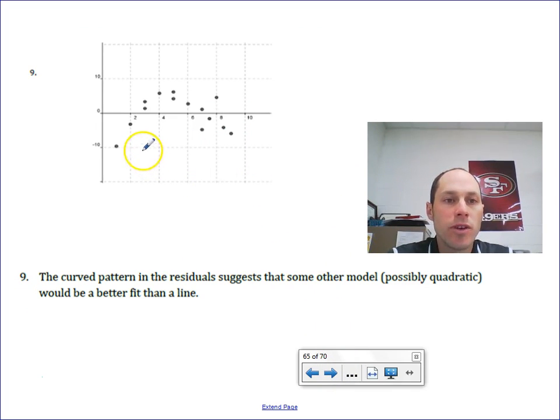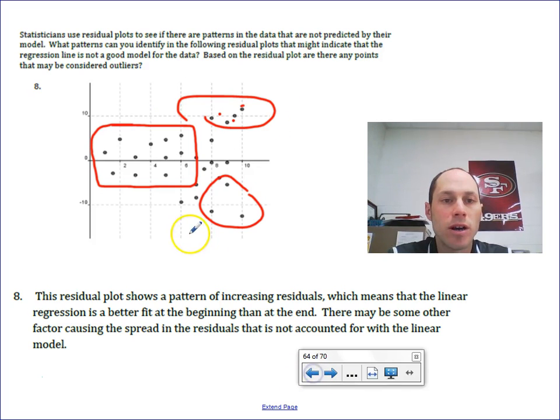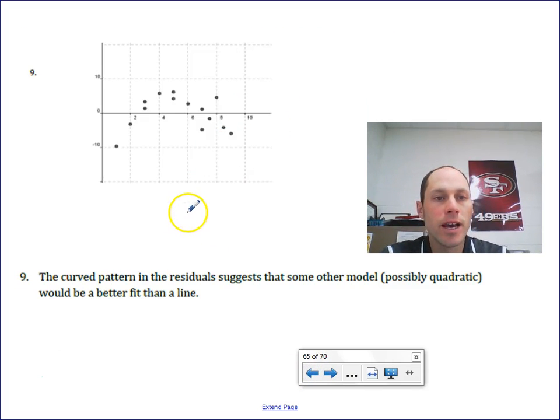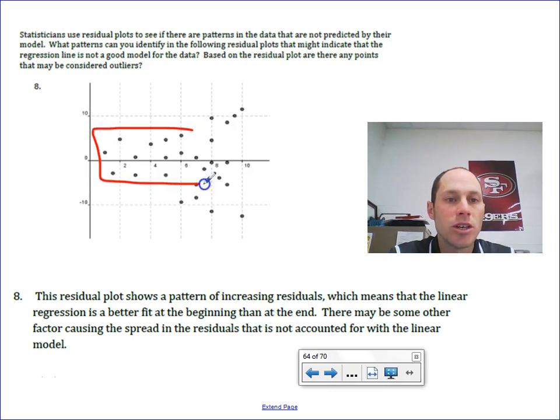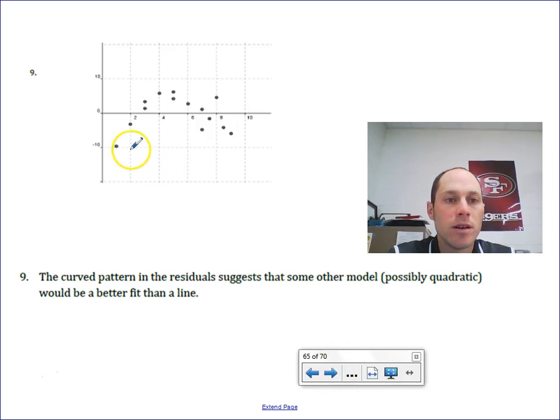Number 9, notice we've got this kind of curved pattern. First the points are below, then they're above, now they're below again. That might indicate that a linear model is probably not the best. On our previous one, we had our points pretty much spread evenly, and this would suggest a good linear model. Whereas here, when it curves, starts below, then above, then back down, quadratic or maybe even exponential might be a better fit.